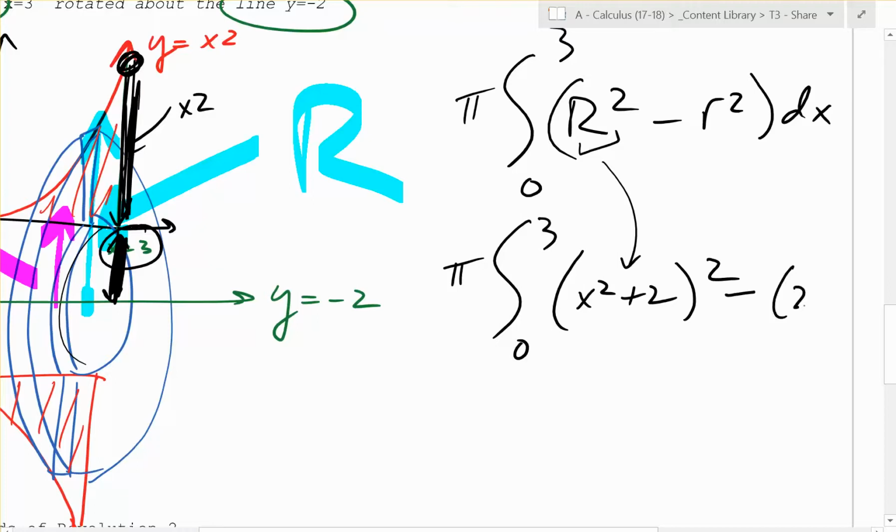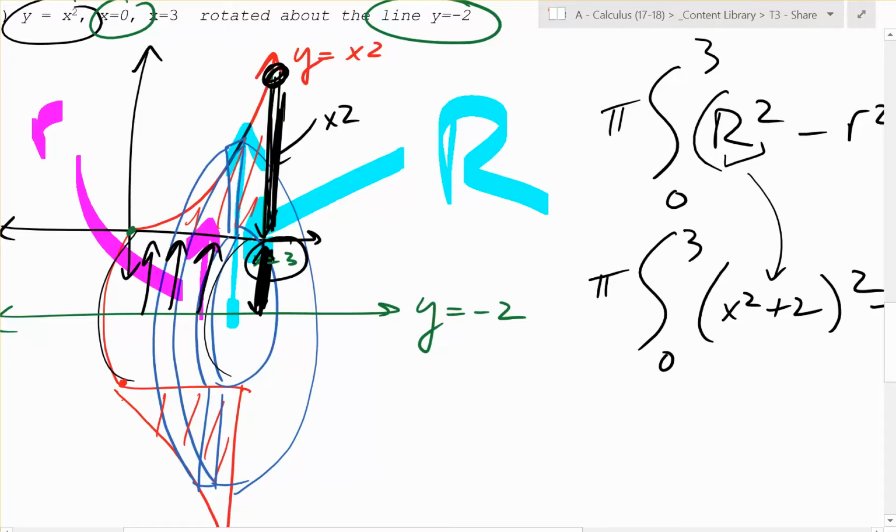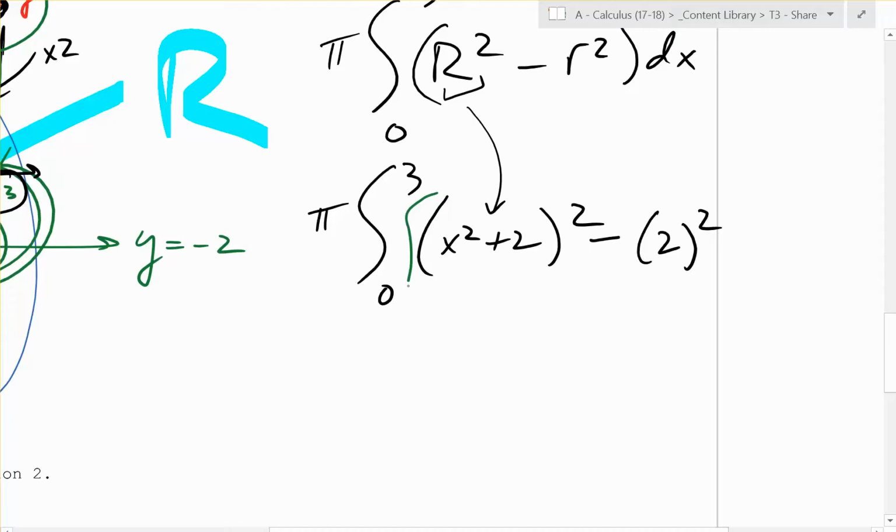The little r is always 2. The little r is always 2 in this case. It stays consistent. It's 2 there, there, and there. So again, the big R goes from here all the way to here, and that's going to be x squared plus 2. So then you have this polynomial right here.